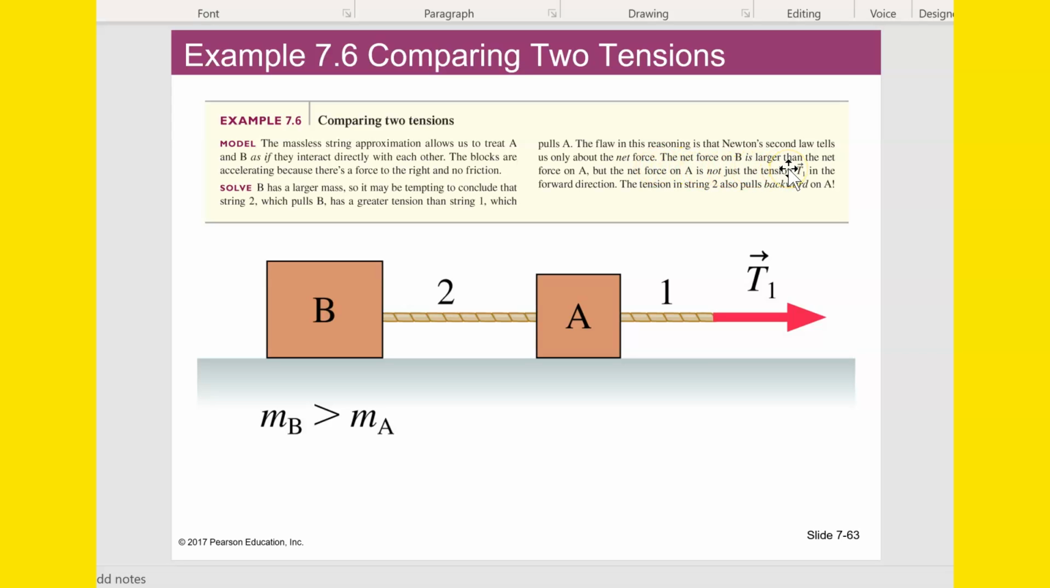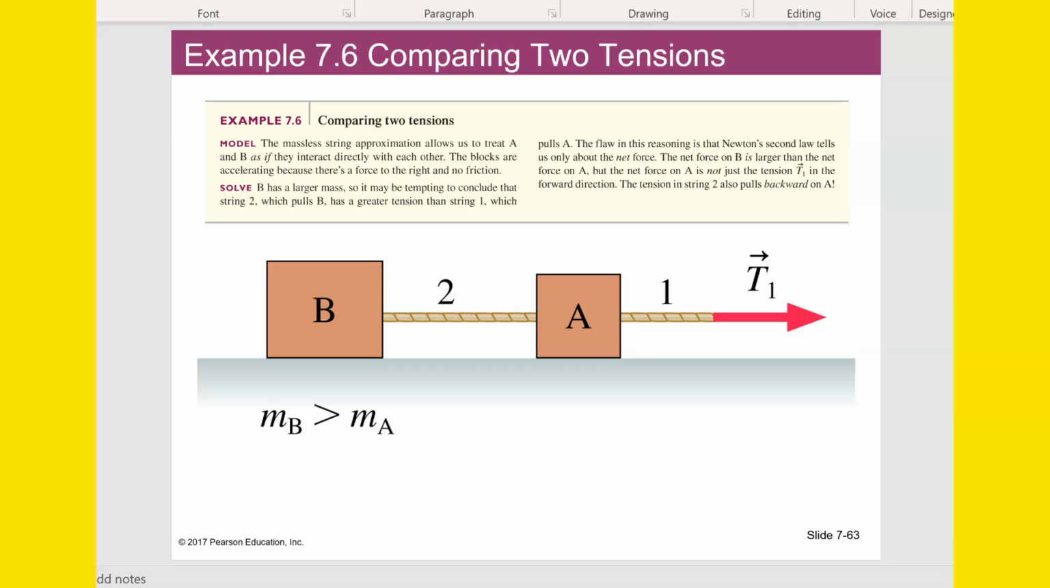The net force on B is larger than the net force on A. But the net force on A is not just the tension T1 in the forward direction. The tension in string 2 also pulls backward on A, which is what I was saying earlier. Tension 2 only has to pull block B this way. But tension 2 is also pulling block A backwards, so tension 1 has to overcome that. That makes tension 1 actually bigger than tension 2, because tension 1 has to overcome tension 2 in order to pull block A to the right, and it's the whole system that's moving to the right.